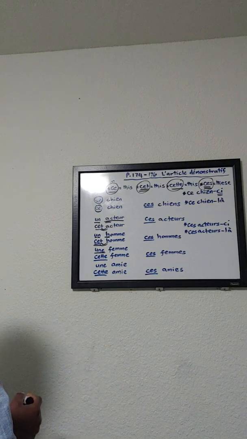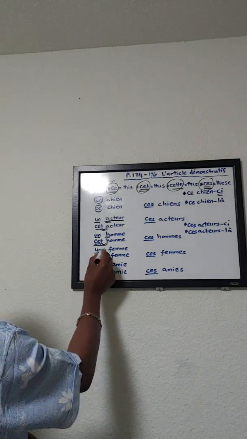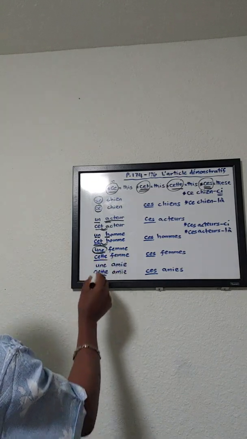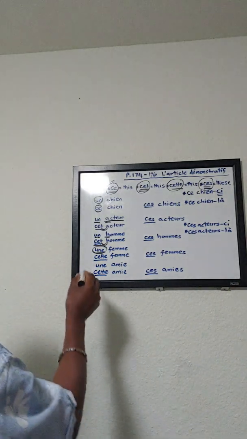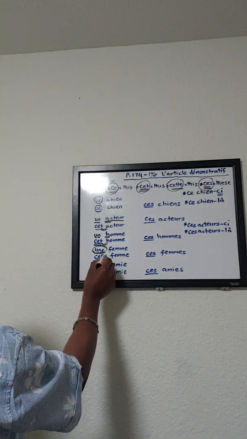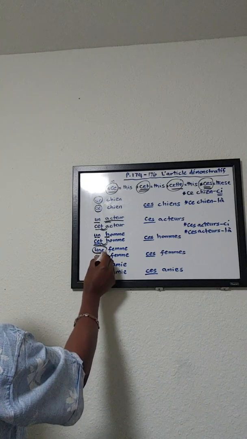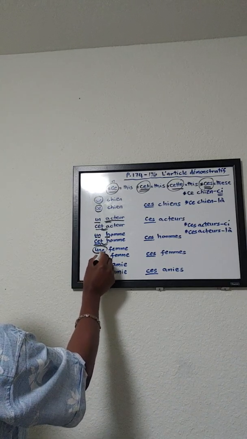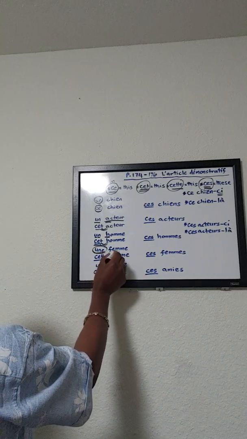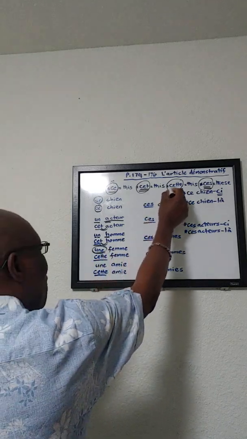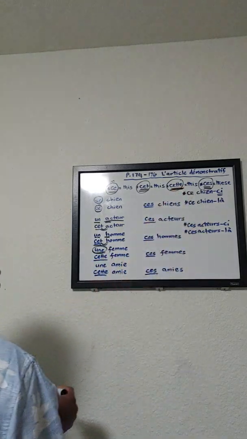Une femme, singular, feminine, right? Une femme, a woman. Now you want to say this woman, this woman. So the article will change a little bit because this article here shows us that here femme is feminine. You will use the feminine singular one, right?